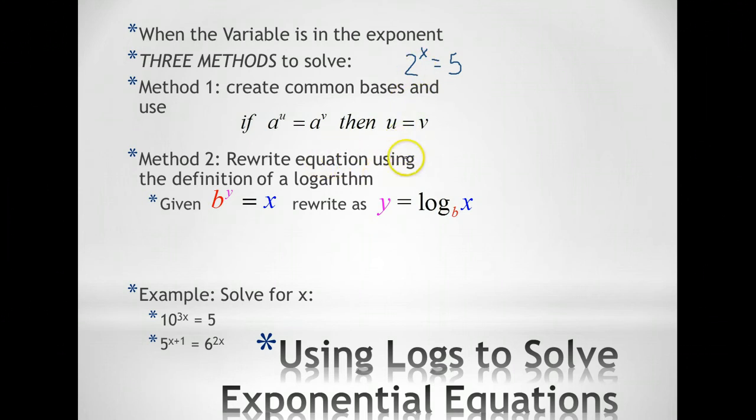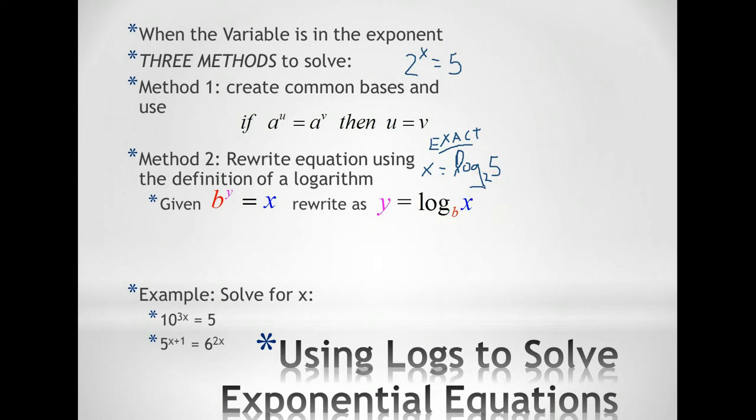We can rewrite it using our definition of a logarithm. So I unwrap my equation. I start at the exponent and I say x equals log base 2 of 5. Now this is my exact value, because log base 2 of 5 is going to be an irrational number. So what if I want the approximate value? I have to type it in my calculator. And you might remember I can't type this in my calculator without first doing the change of base.